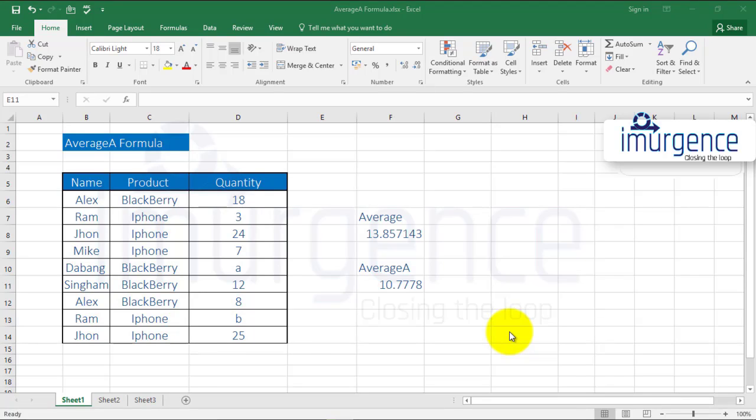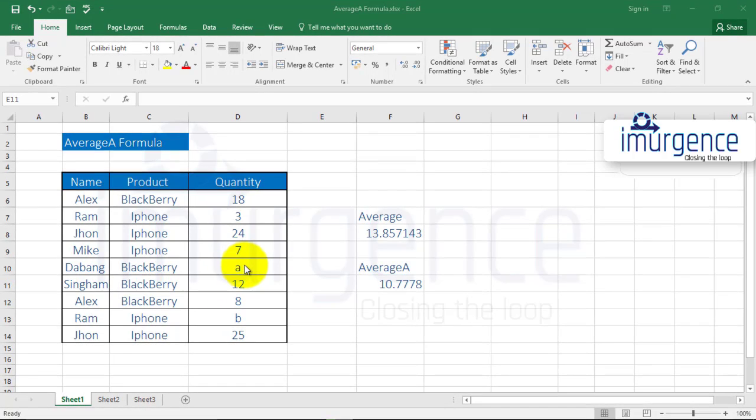Hello everybody, and in this video we will learn how to use the AVERAGEA formula. We have learned how to calculate the averages. Now what is the AVERAGEA formula? Well, what it does is that in a given range, if there are references like text or a formula or anything, even a symbol, it will still go ahead and calculate an average.